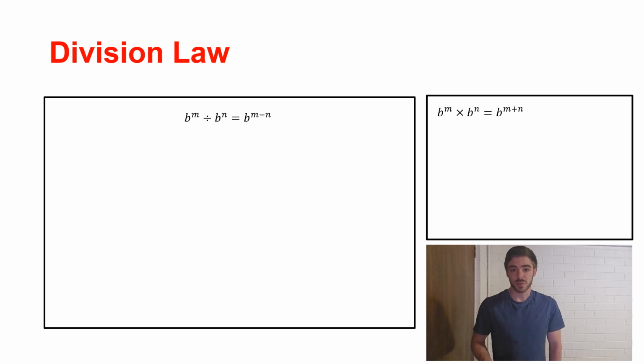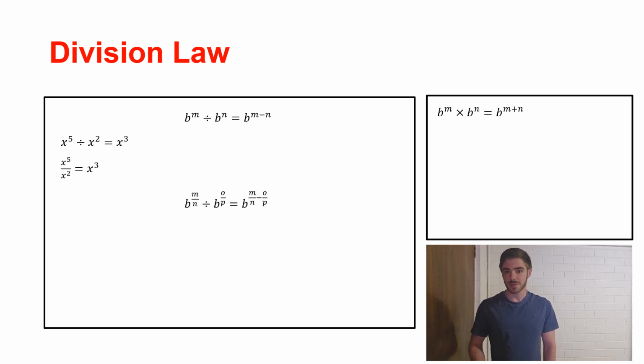The division law is the opposite. If you have two terms that are divided, which have the same base, then their powers subtract instead. If I have x to the power of 5 divided by x squared, I now have x to the power of 3. This could show up as a division symbol or as a fraction. As before, this also works with fractional powers as well. If I have x to the power of 3 over 2 divided by x to the power of a half, I now have x to the power of 2 over 2, or just x.